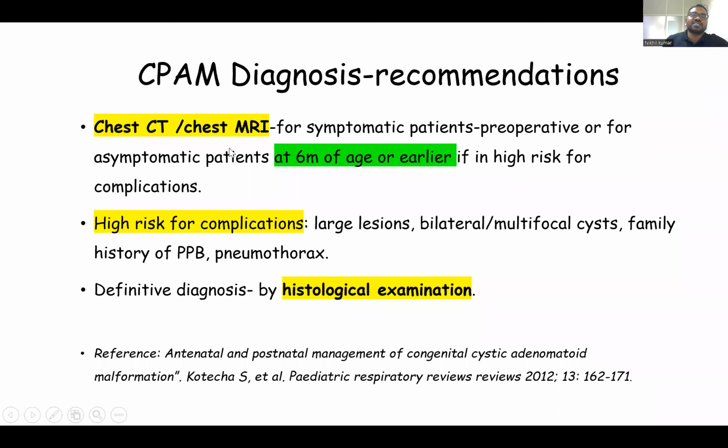pre-operative, or for the asymptomatic patient at 6 months of age or earlier if at high risk for complications. There are different high risk complications. One is a large lesion, another is bilateral multifocal cysts, family history of BPP, that is pleuropulmonary blastoma, and pneumothorax. Definite diagnosis of CPAM is by histological examination only.